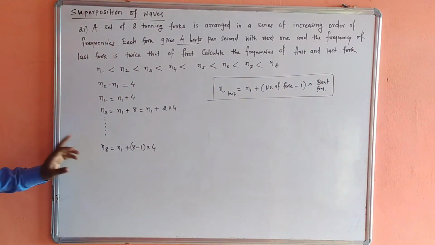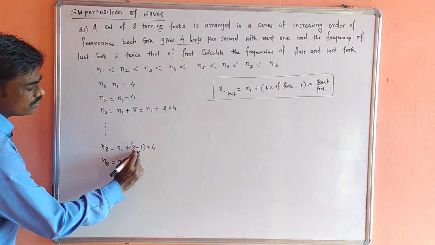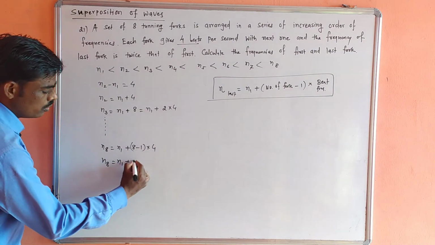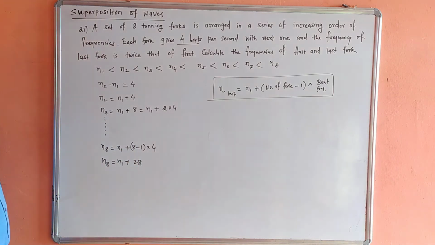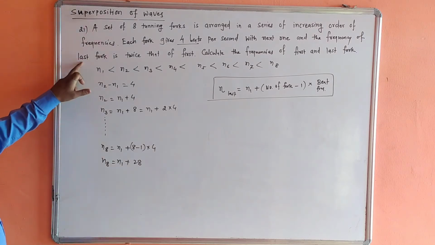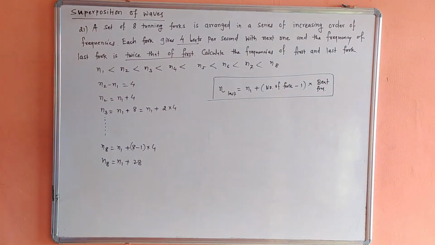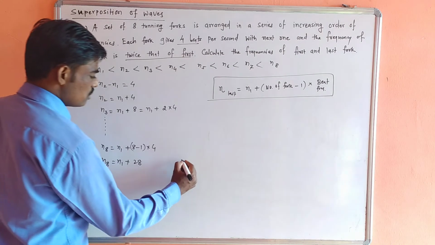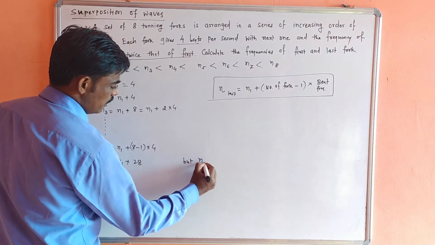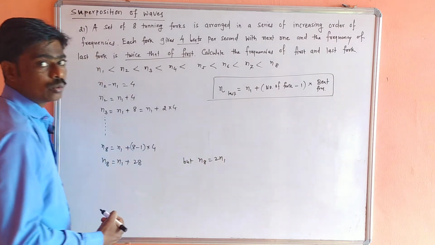So here n8 is equal to n1 plus, this is 7 into 4, 28. It is given to you that the last fork has frequency twice that of the first. Last fork is twice that of first. That means N8 is equal to 2 times N1. This is given to you.